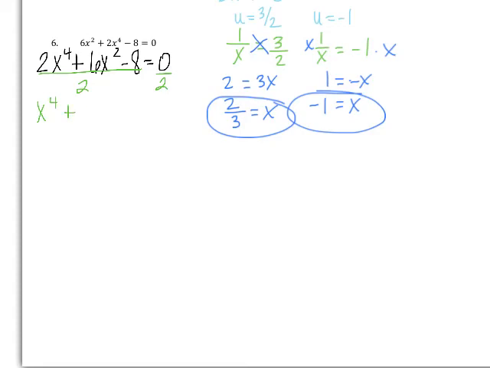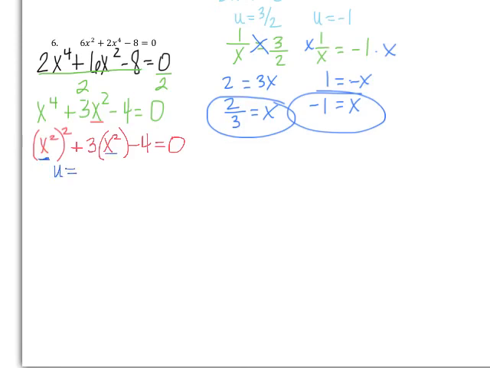So that would give me x to the 4th plus 3x squared minus 4 equals 0. If I want to use u substitution, that means I need to be able to think about the first term as something being squared plus that same something minus 4. Well, since the middle term is x squared, let's see if I can rewrite x to the 4th as (x squared) squared. Since x squared squared is the same thing as x to the 4th, this works. So then I can rewrite this as (x squared) squared plus 3 times x squared minus 4 is equal to 0. So what I'm seeing here is that I need to let u be equal to x squared, so that I can rewrite this as u squared plus 3u minus 4 equals 0.